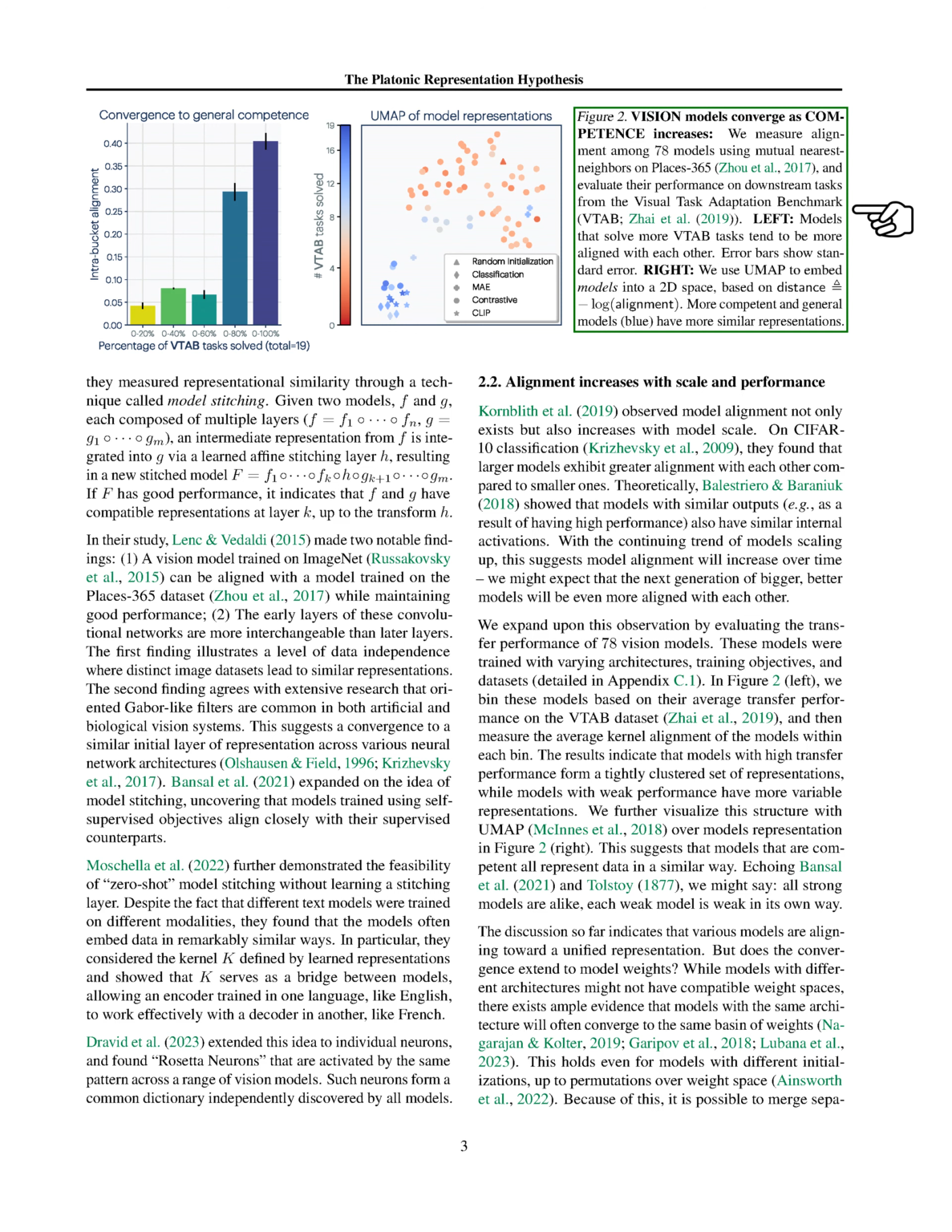Theoretically, models with similar outputs also show similar internal activations, indicating a trend towards increased alignment as models continue to scale up. We expanded on these observations by evaluating the transfer performance of 78 vision models with varying architectures, training objectives, and datasets. Our analysis revealed that models with high transfer performance form a closely clustered set of representations, while weaker models have more variable representations. Overall, the discussion points towards a convergence in representations across different models, suggesting a move towards a unified representation.